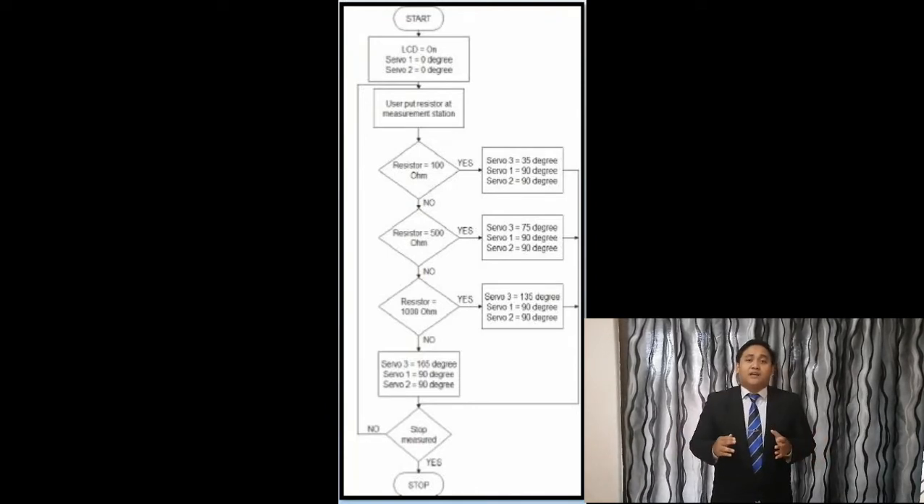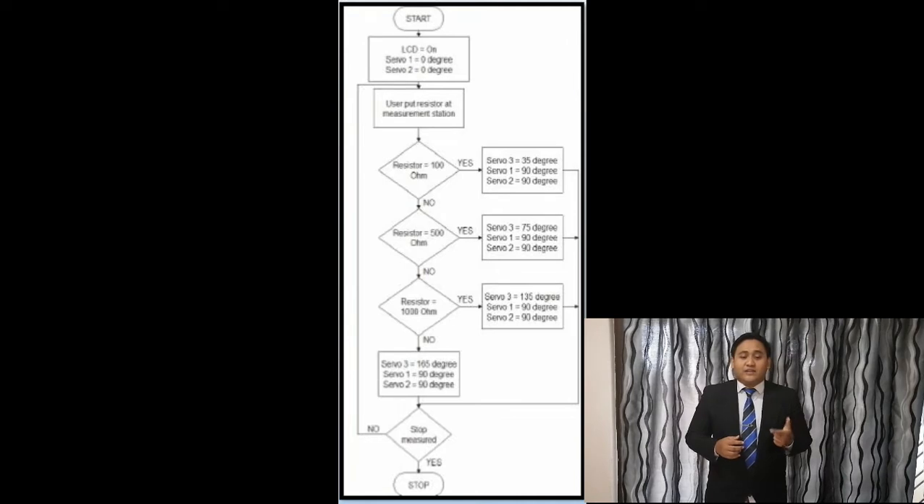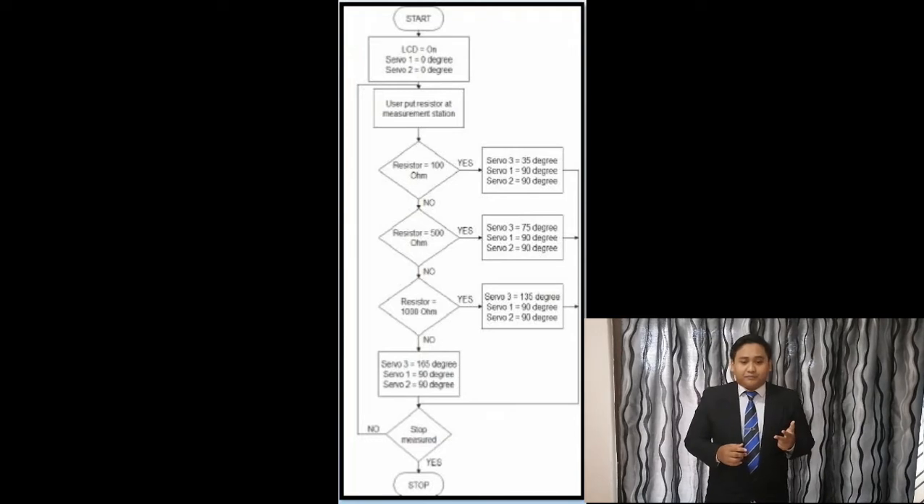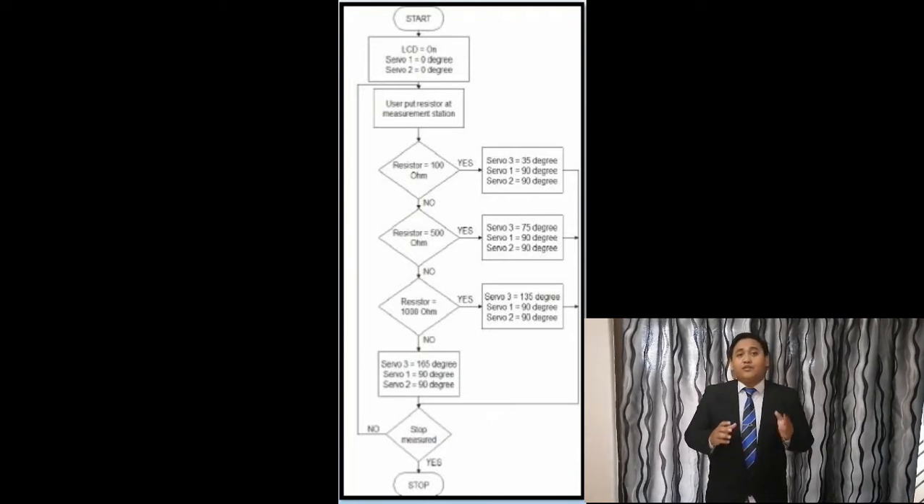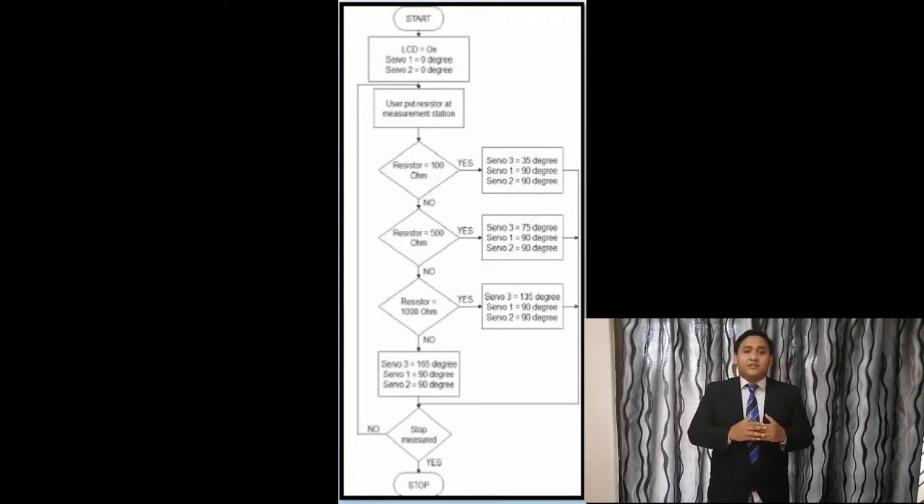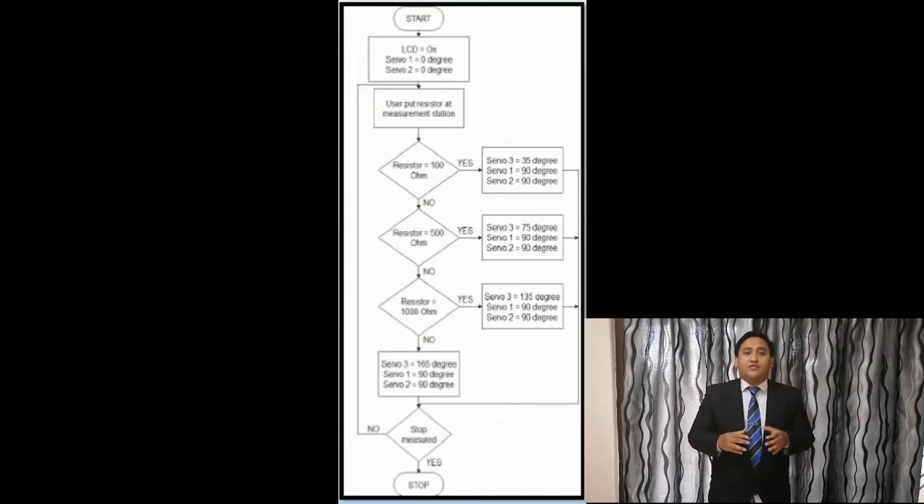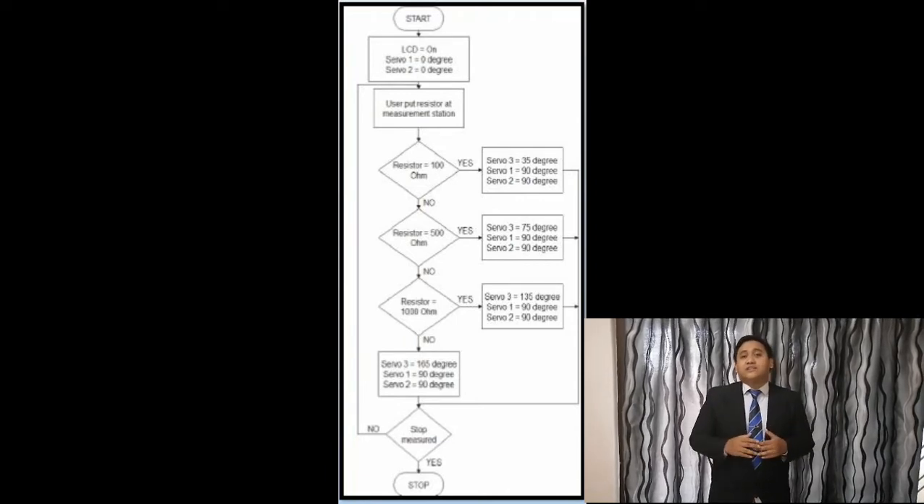If the resistor value is 100 ohm, servo 3, which controls the rotary bin, will rotate to 35 degree. If 500 ohm, it will rotate to 75 degree. 1 kilo ohm, it will rotate to 135 degree, sorry. If out of range, it will turn to 165 degree. Then, after finishing all this process, the rotary will rotate back to the initial position, which is 0 degree. Then this system will wait whether the user wants to put another resistor or not. If the user does not want to put another resistor, they can turn off the power supply. So the system will turn off.